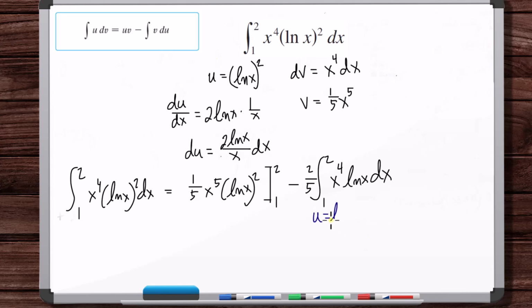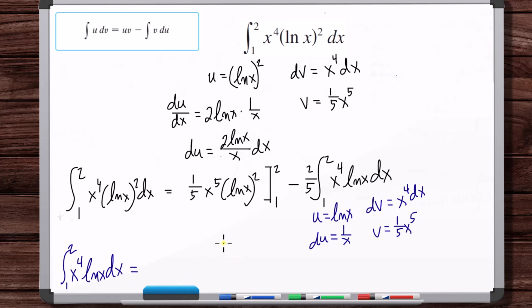Okay, so u is equal to natural log of x. du is equal to 1 over x. dv is equal to x to the 4th dx. v is 1/5 x to the 5th. So, from 1 to 2, u times v minus v du. Okay. So the integral of x to the fourth is 1/5 x to the fifth. So we've got 1 over 25 and then, kind of on its own here, x to the fifth.